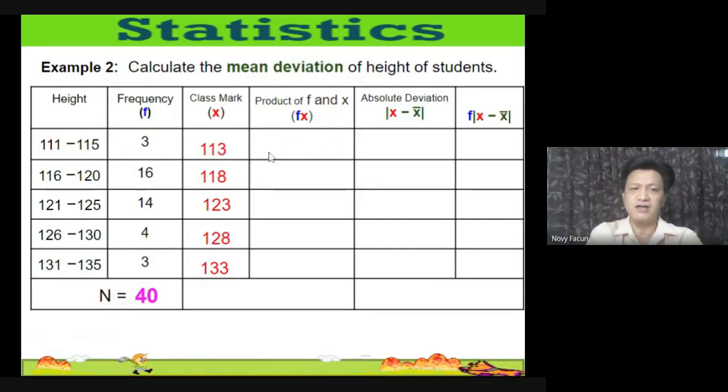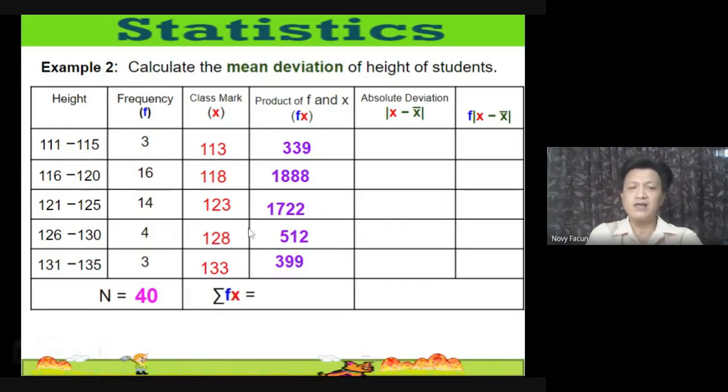Multiply lang natin ito. That is the solution 3 times 113, that is equal to 339. And 16 times 118, that is equal to 1,888. And 14 times 123, that is equal to 1,722. And 4 times 128, that is equal to 512. And 3 times 133, that is equal to 399.